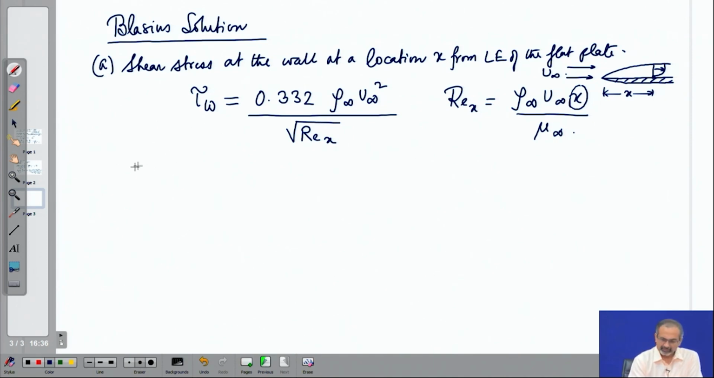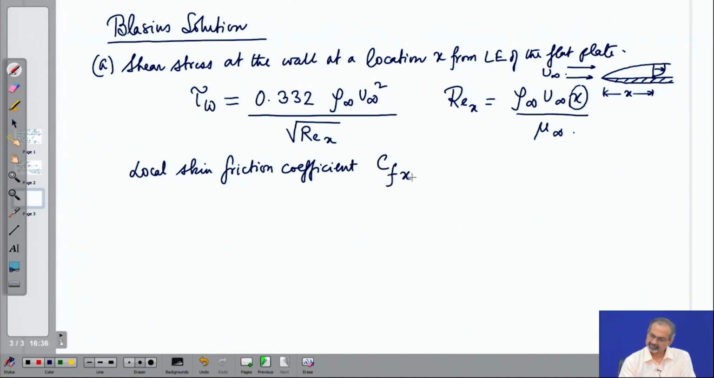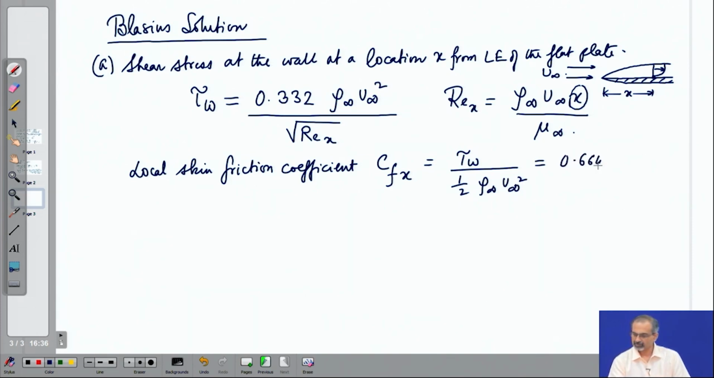Based on the tau value that we have, the local skin friction coefficient is represented like this. It is basically a non-dimensional form of the local shear stress. If you substitute the values, it turns out to be this. This is the local skin friction coefficient.